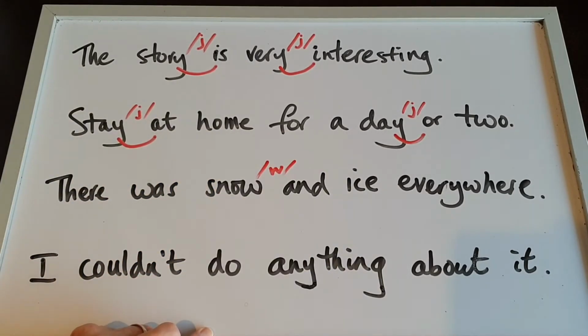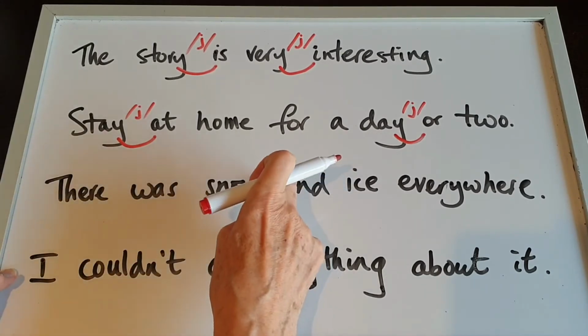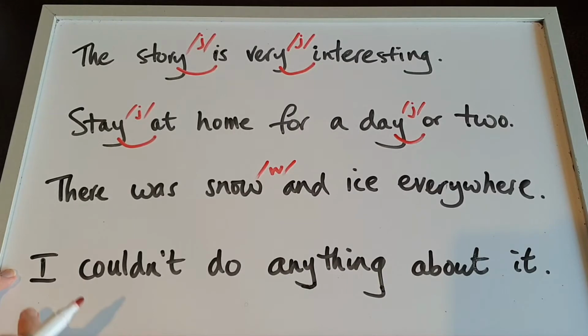Snow and ice. There was snow and ice everywhere. Try it slowly. There was snow and ice everywhere. And then a bit faster. There was snow and ice everywhere. And the last one. This is also going to be a little W sound. Have a look at this sentence and listen.